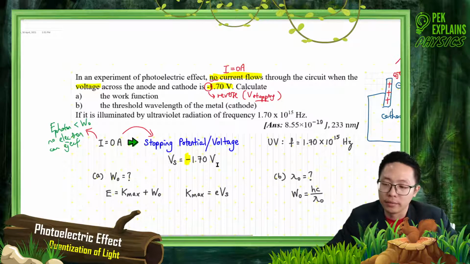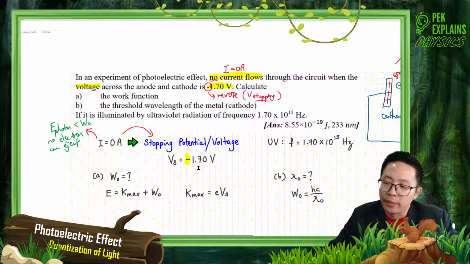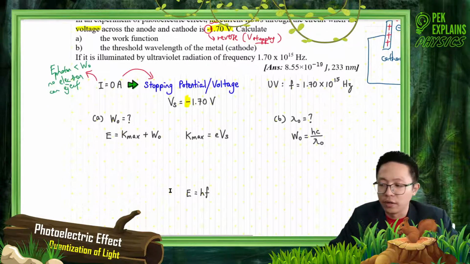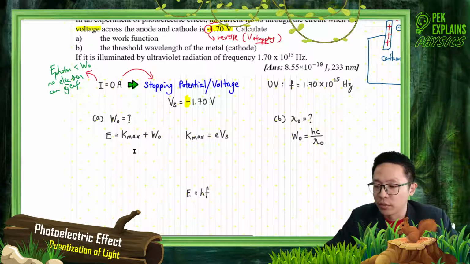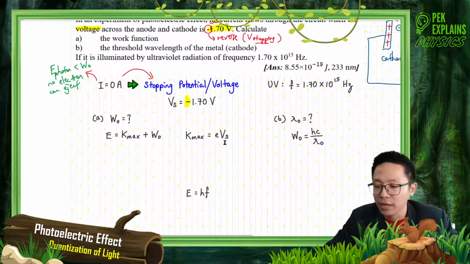Okay, now we want to find the work function. We are provided with the stopping potential. What is the use of this? We want to find the work function. We use the photoelectric effect equation, Einstein photoelectric effect equation. So we have the stopping potential Vs. We can find the Kmax. Kmax equal to eVs.